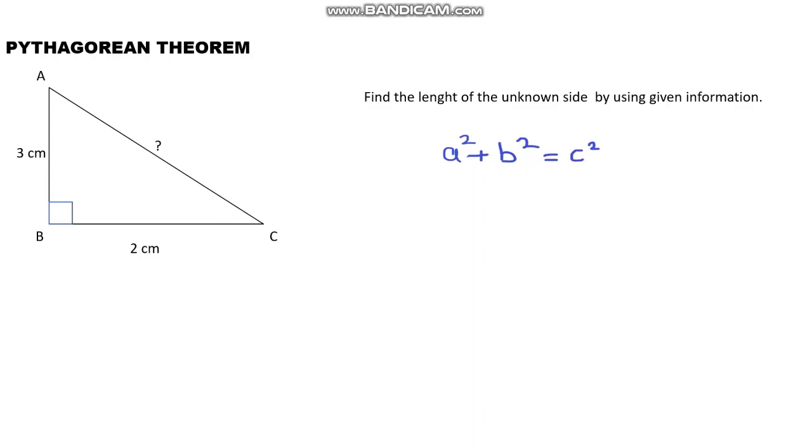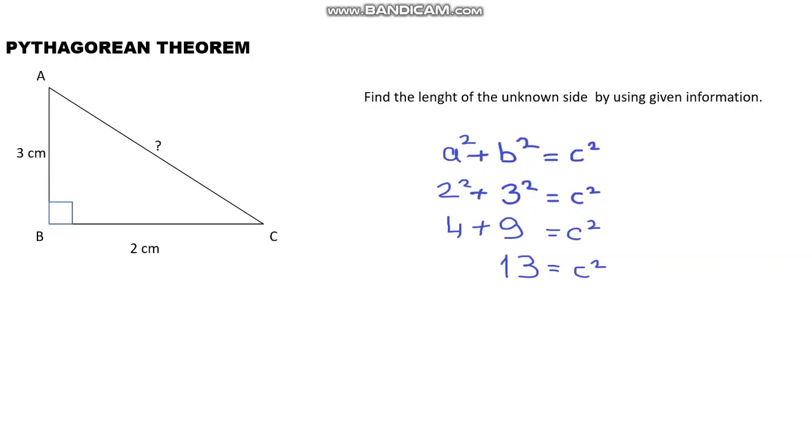In this example, a is 2 cm and b is 3 cm, and c is our hypotenuse. The square of 2 is 4 and the square of 3 is 9. The sum of these numbers is 13, and 13 should be equal to c squared.